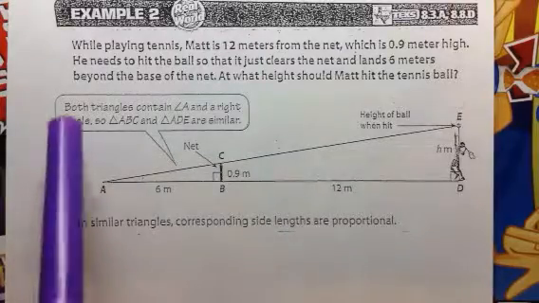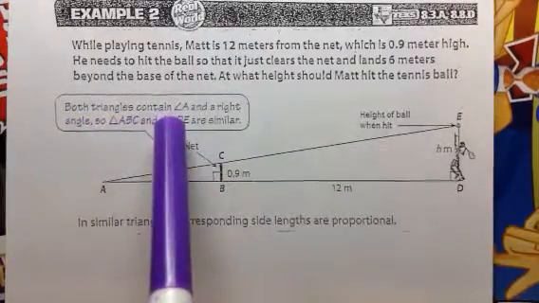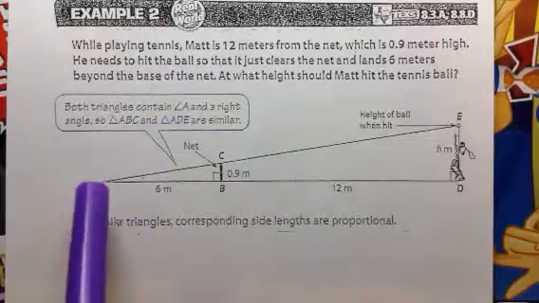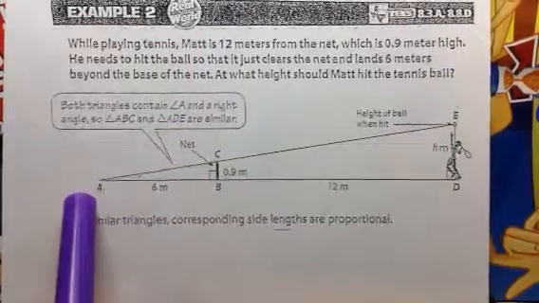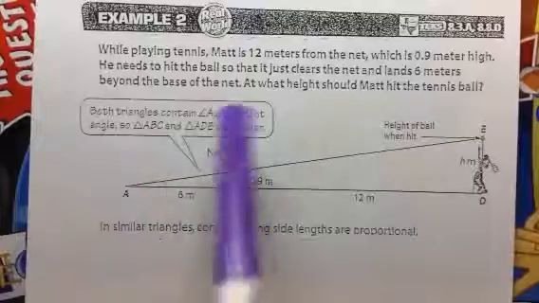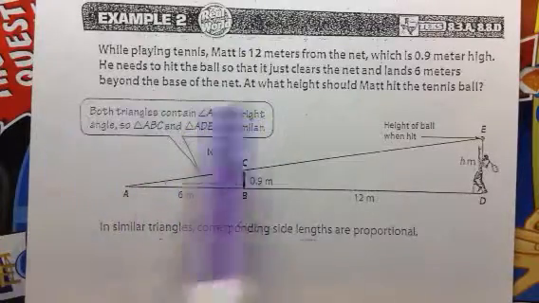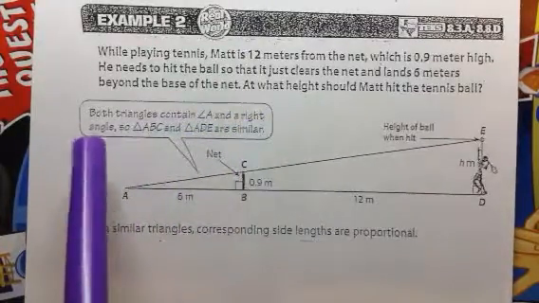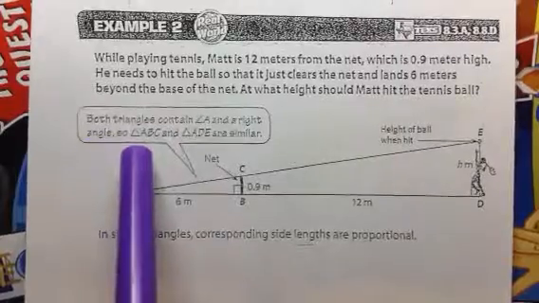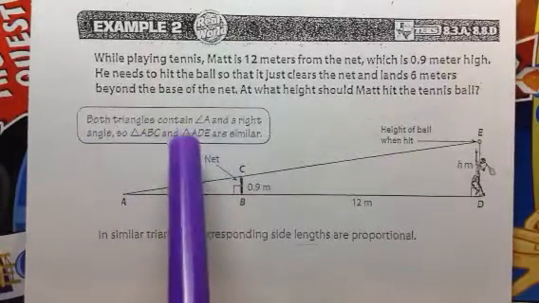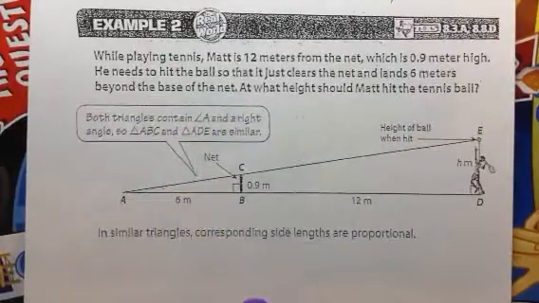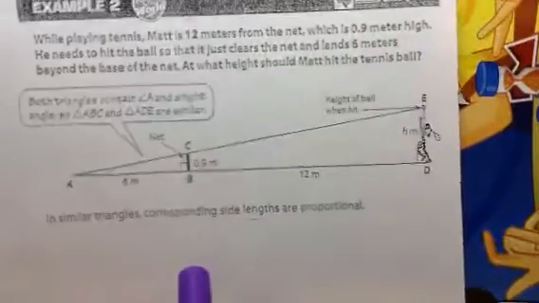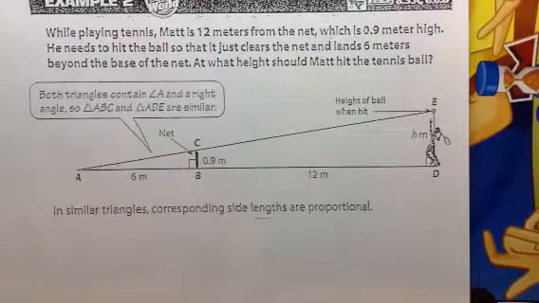It tells me both triangles contain angle A, so that's this one over here in this far left corner. And they both contain a right angle. So triangle ABC and triangle ADE are similar, okay? So I have this overall picture.